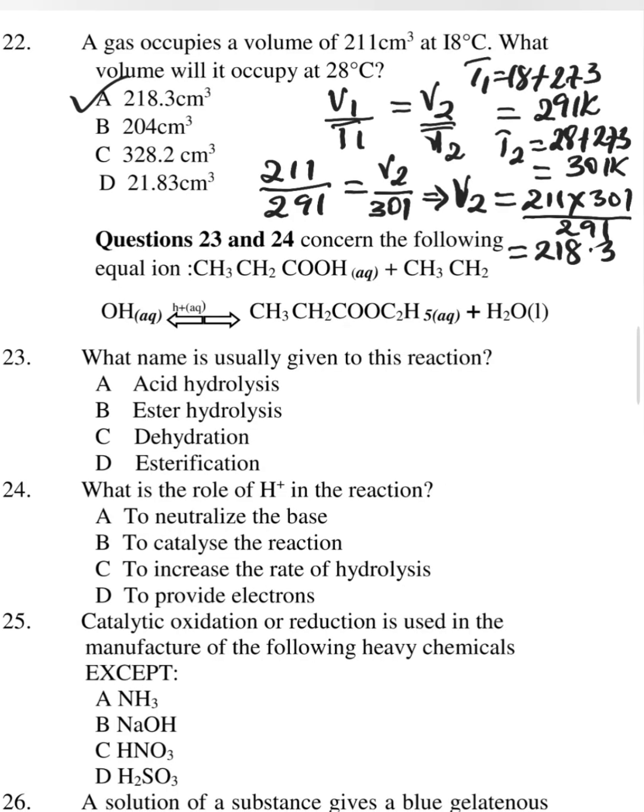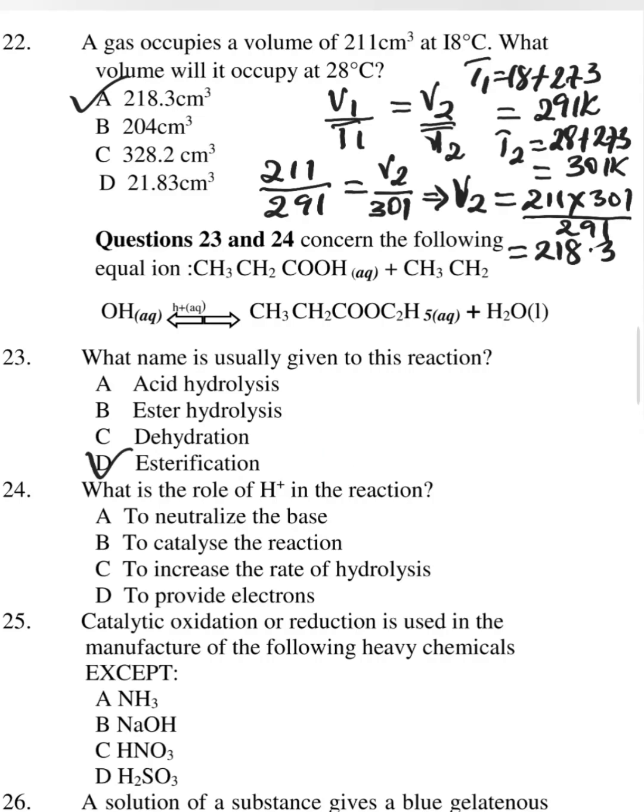Questions 23 to 24 concern the following equation. We have propanoic acid reacting with ethanol in the presence of acid solution to give propyl ethanoate and water. The first question, what name is usually given to this reaction? This is esterification, the reaction between a carboxylic acid and an alcohol to give an ester and water only.